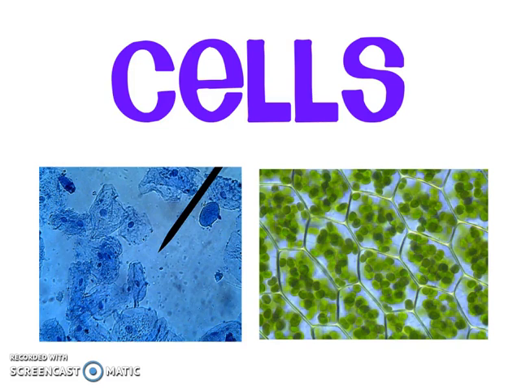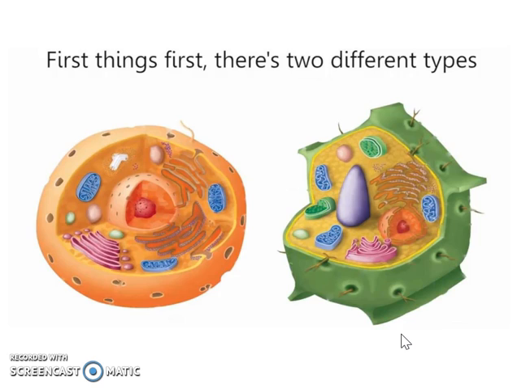Okay, this lesson is on cells. And as you look at the first page here, you'll see some microscopic images of cells. Over to your left, you actually have some animal cells, cheek cells. And over to the right, you have a microscopic view of plant cells. Okay, so I've kind of already mentioned this. You need to know that there are two different types of cells that we are going to be talking about.